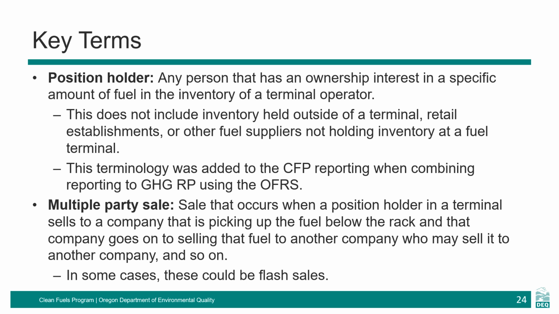A multiple party sale refers to when a position holder sells fuel to a company below the rack, which then sells it to another company, and this process may continue. In some cases, these are called flash sales, where quick transactions occur between multiple parties. Understanding these terms is critical for accurate reporting.